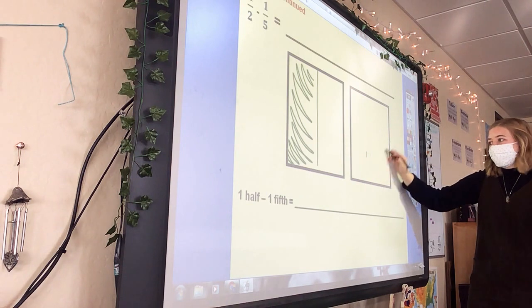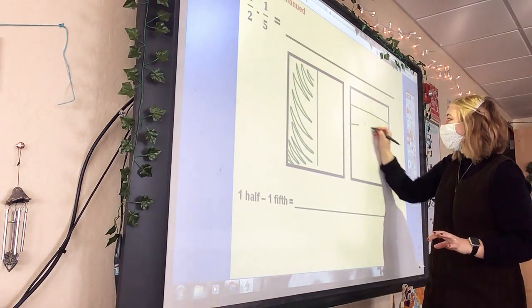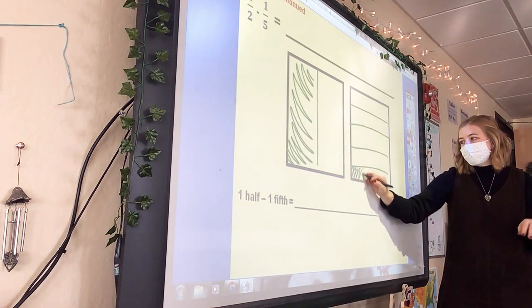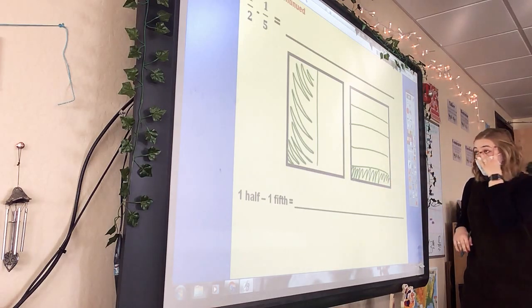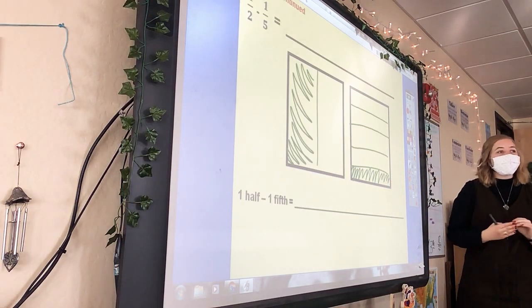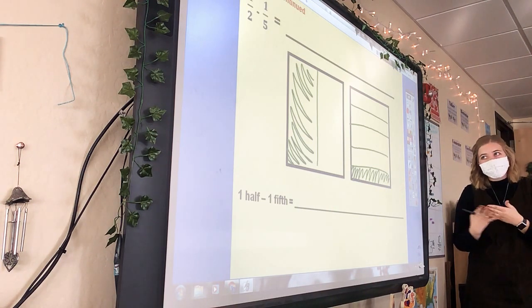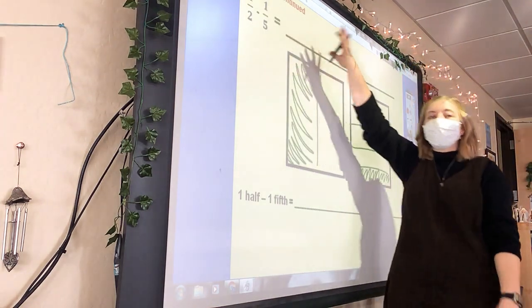So now let me fix this guy. Okay, so hold on. Sorry. Okay, so same deal. The reason I flipped it was to show you which one's bigger. Same deal, I gotta create a common denominator. I gotta create equivalent fractions so that I can subtract. So I have to change 1/2 and 1/5 into something else.